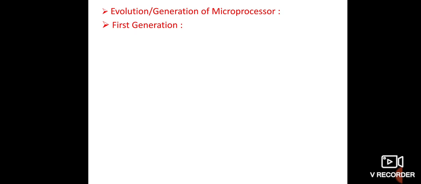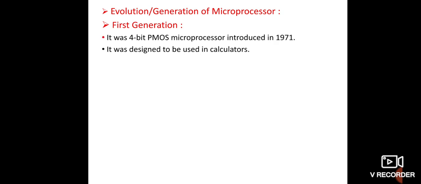In the first generation, it was a 4-bit PMOS microprocessor introduced in 1971. You know 4-bit, 8-bit, 1 byte means 8-bit. PMOS means the MOSFET family. So in the first generation in 1971, Intel introduced a 4-bit microprocessor.